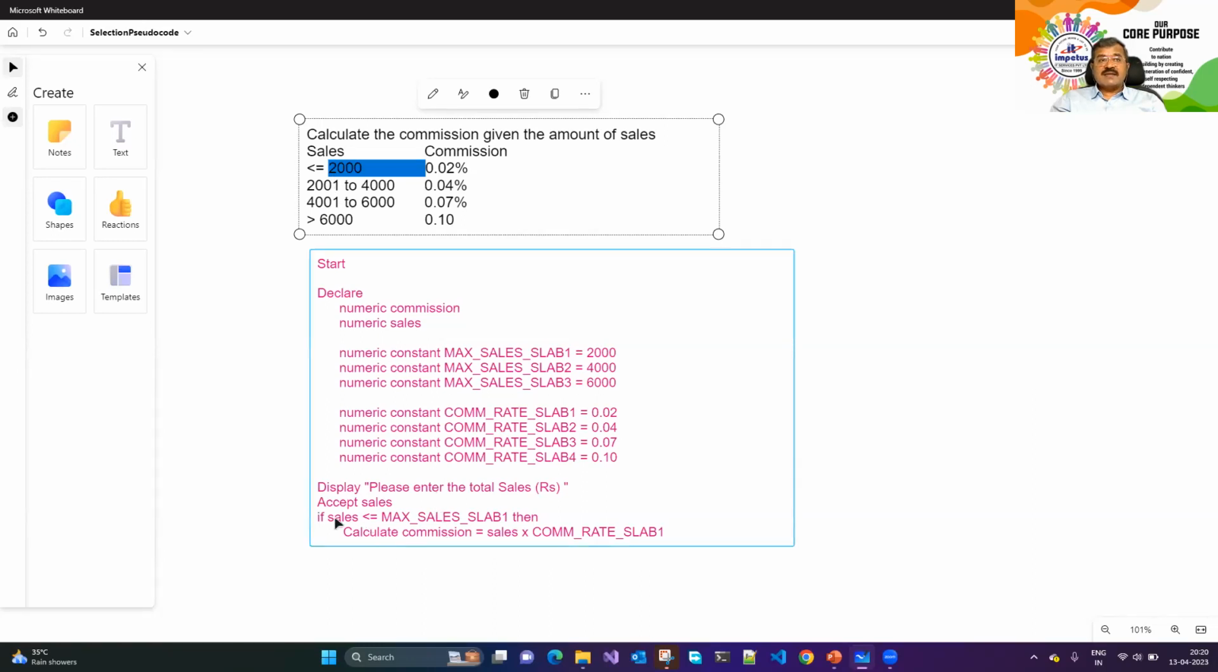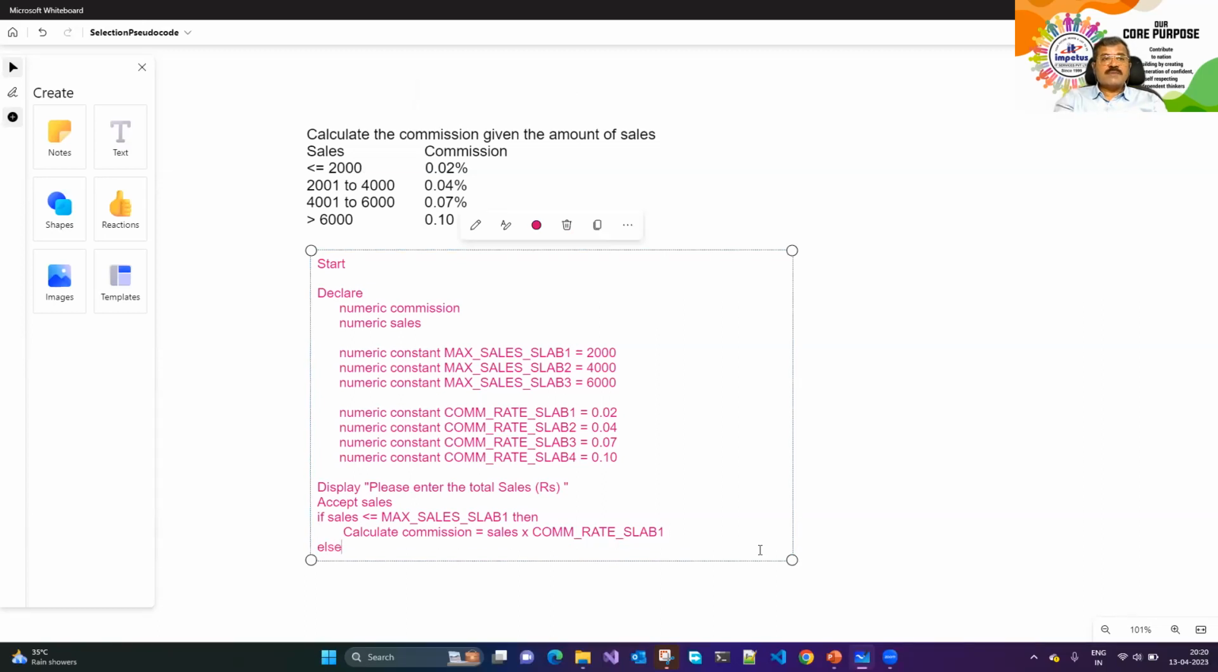If that is the case, then I'm saying if sales is less than or equal to max sales slab 1. Max sales for slab 1 is 2,000. If the total sales is less than or equal to 2,000, then what do I do? I say calculate commission is equal to sales into commission rate for slab 1. Commission rate for slab 1 is 2%. So for those whose sales is less than or equal to 2,000, the commission is at the rate of 2%. But that may not always be the case. So we go to the else part.